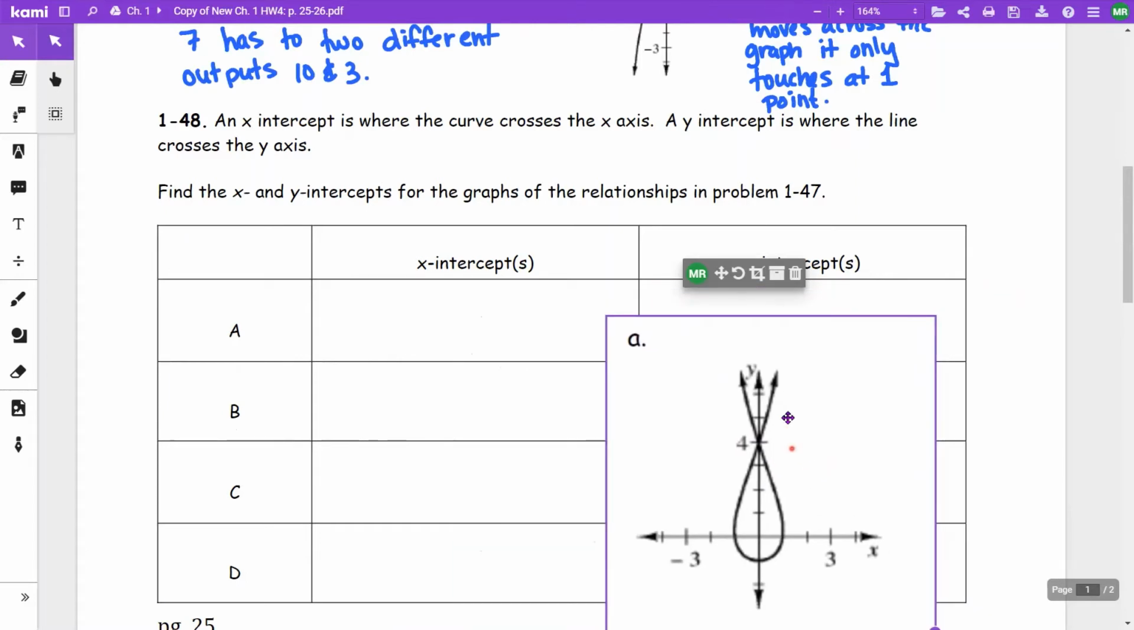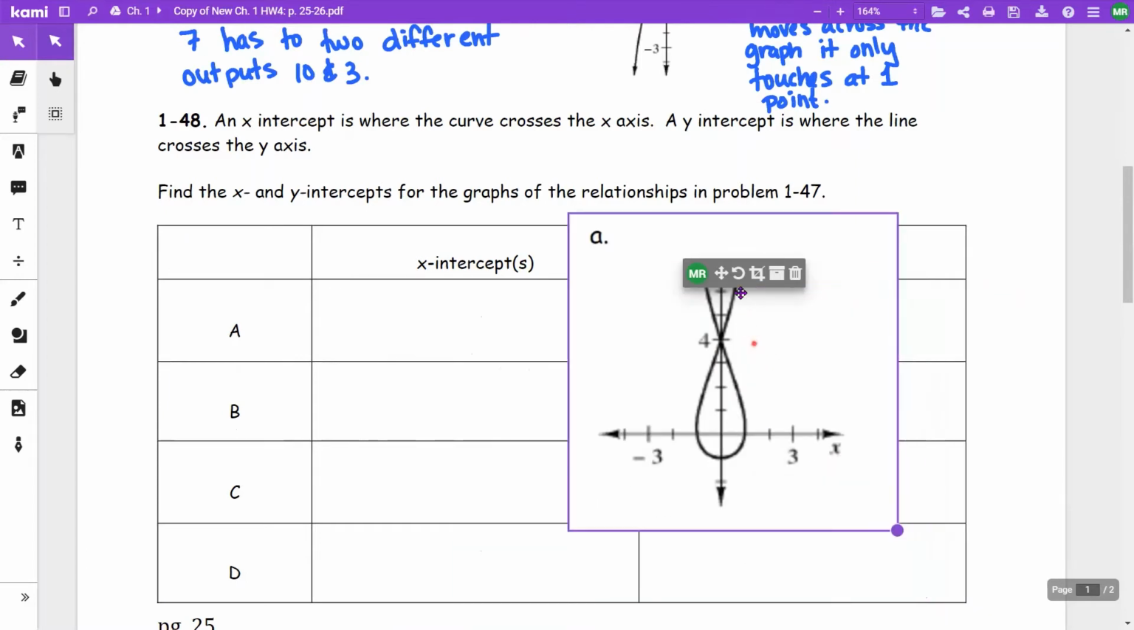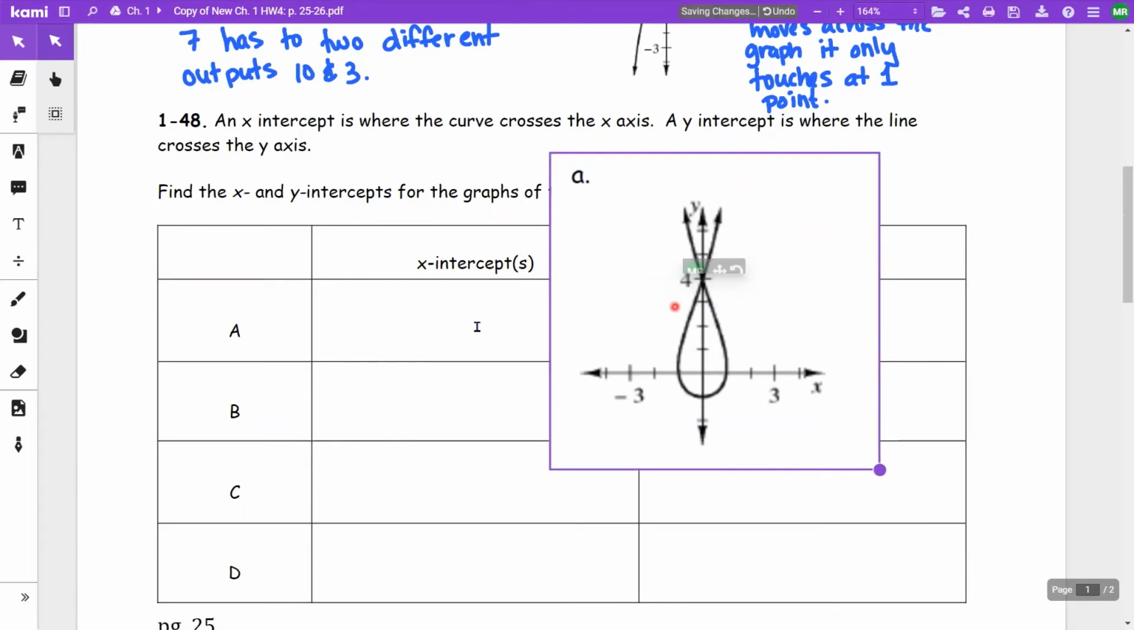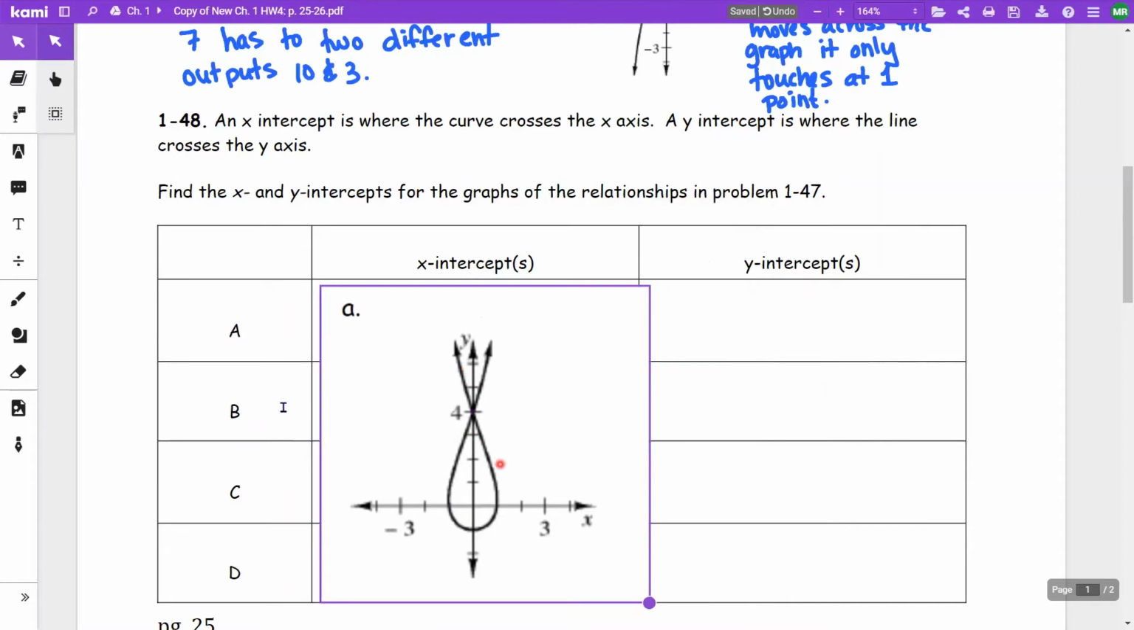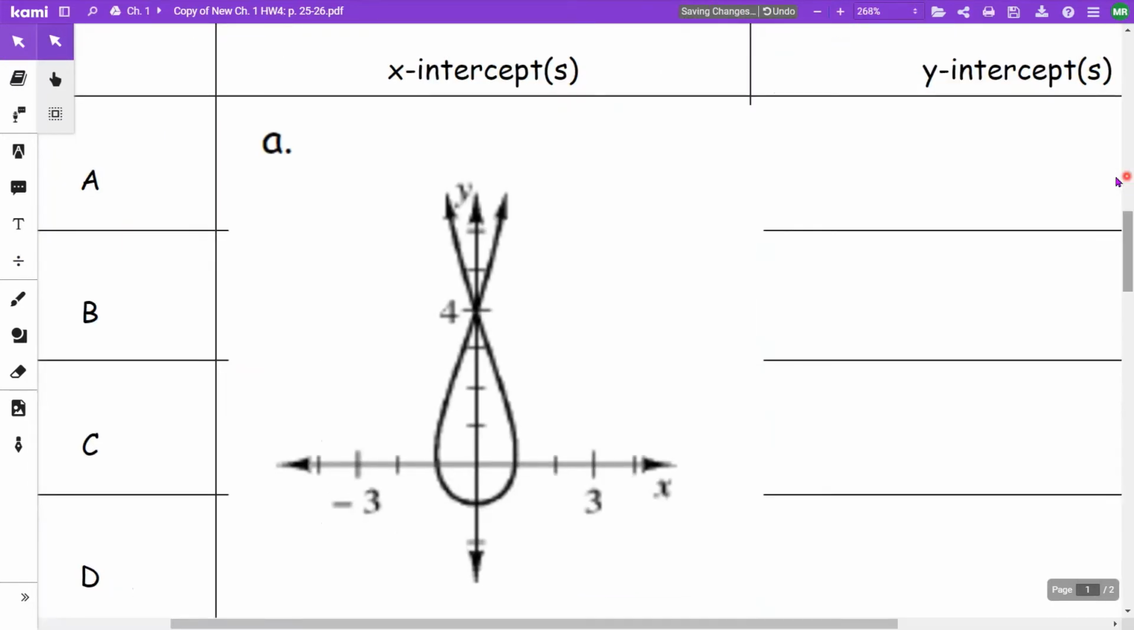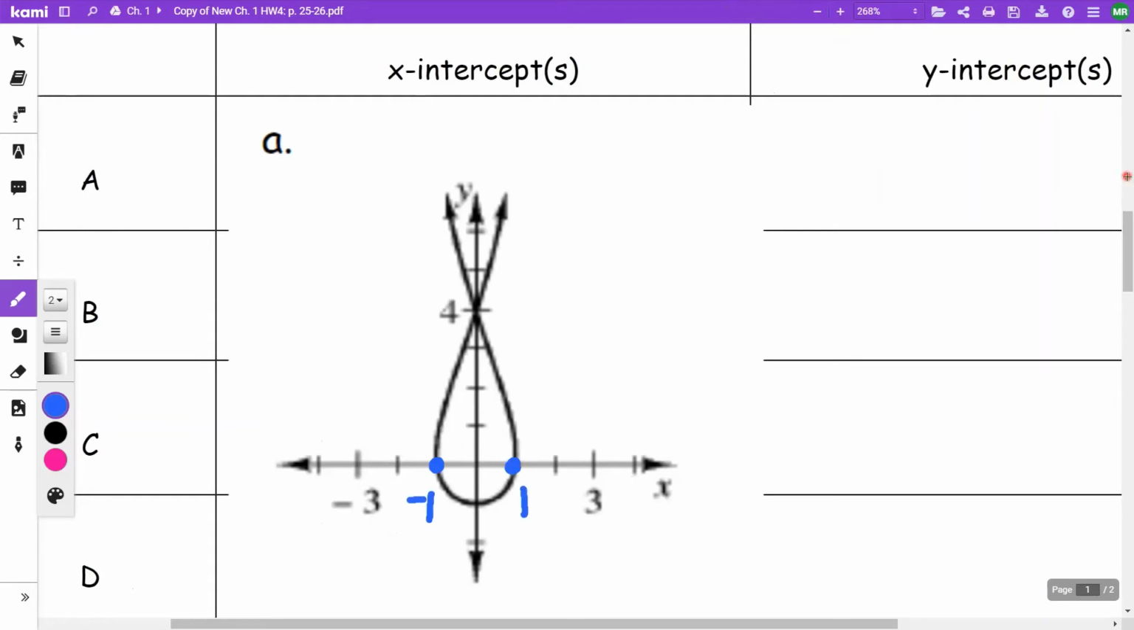So on letter A, if I'm trying to find the x-intercept, I want to figure out where it's crossing the x-axis. As I'm looking at this, it looks like it's crossing the x-axis at this point here and this point here. So at 1 and at -1.